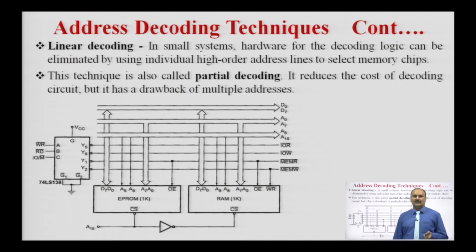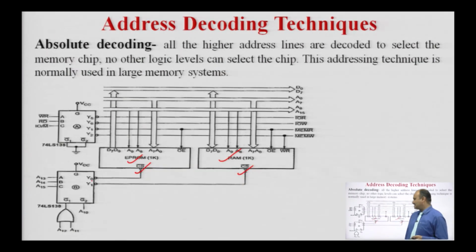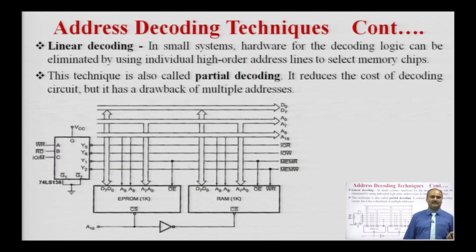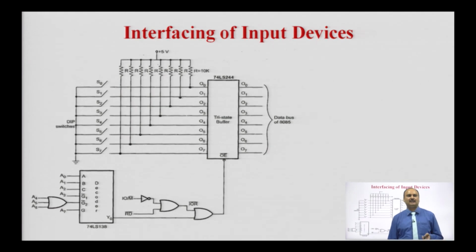So, this is the linear decoding technique in which less hardware is needed, which is why it is somewhat cheaper compared to the absolute decoding technique, because only one decoder is there. In the previous one, we needed two decoder circuits, that is, two 3:8 decoder ICs. The first IC is used to generate the control signal, and the second IC is used to generate the chip select signal. So, this is the difference between the absolute decoding technique and the linear decoding technique.